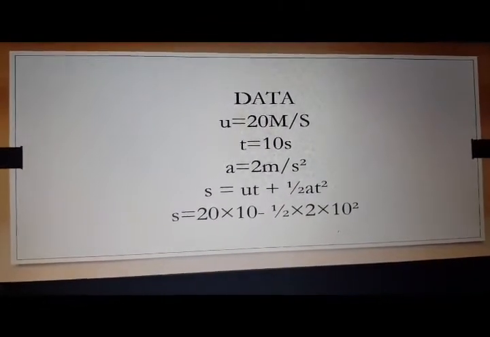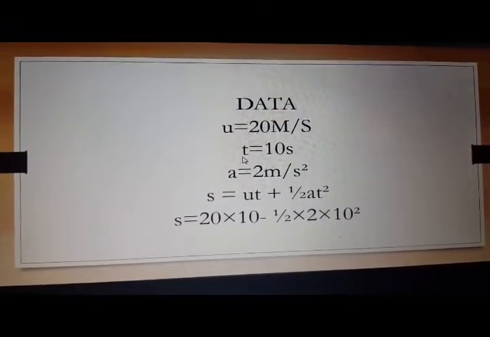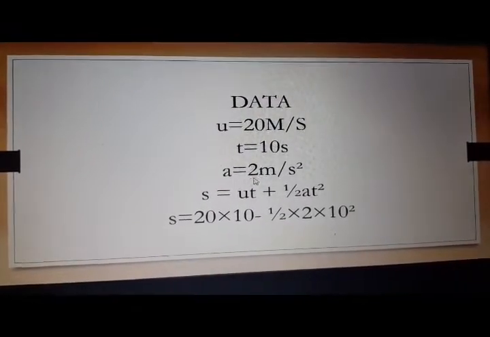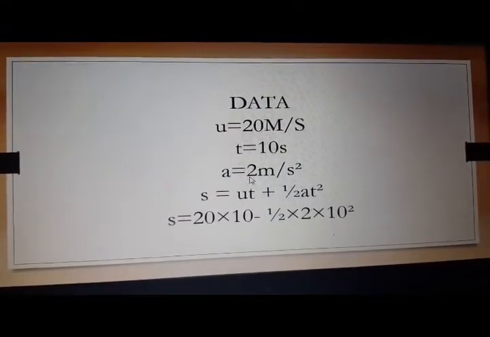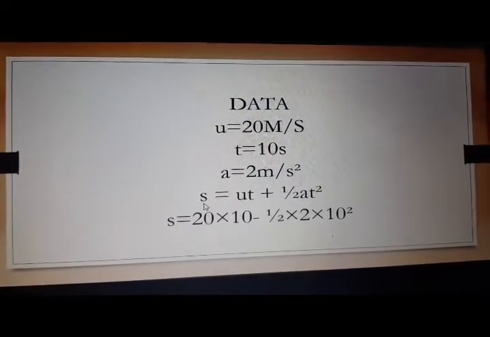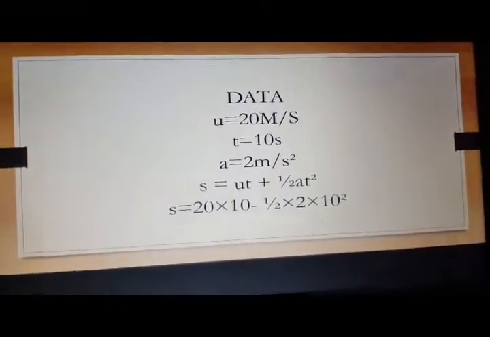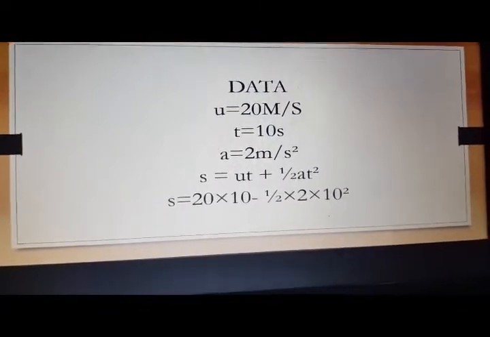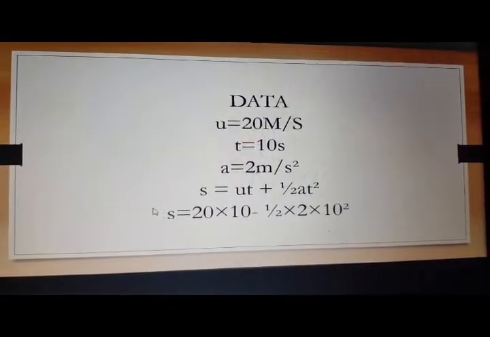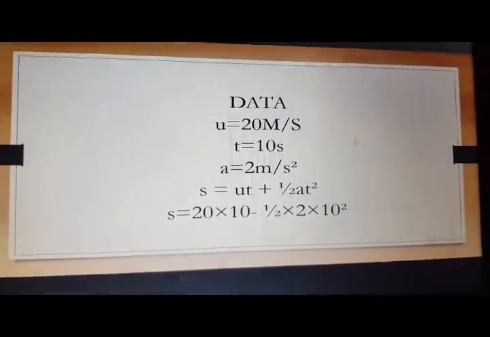This is the data. This U is our initial velocity. This T is the time taken that we just calculated earlier. And this A, our acceleration, is a retardation, so it will be minus 2 meters per second squared. Then S as a distance is equal to UT plus a half AT squared. This is what we are calculating. We are looking for S, which is our distance, so we insert our values as you can see.